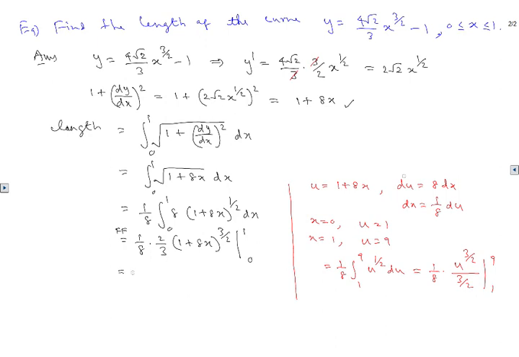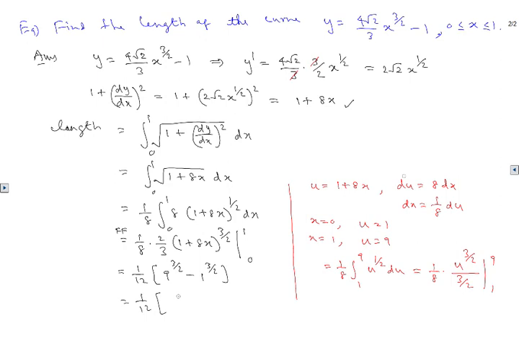what's going to happen here is you can see this is 2 and 8, so you can cancel, so you're going to get 1 over 12, and then let's substitute the values. If you plug in 1, it becomes 9 to the 3/2, minus, if you plug in 0, 1 to the 3/2, and this is very easy to simplify, so it is 1 over 12. How to simplify 9 to the 3/2?